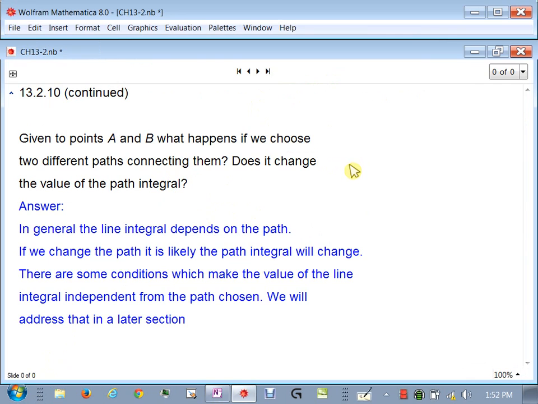All right, so that's what the next note says. In general, the line integral depends on the path. If we change the path, it's likely the path integral will change. There are some conditions which make the value of the line integral independent of the path we choose. We will address that soon, okay? It's called path independence.